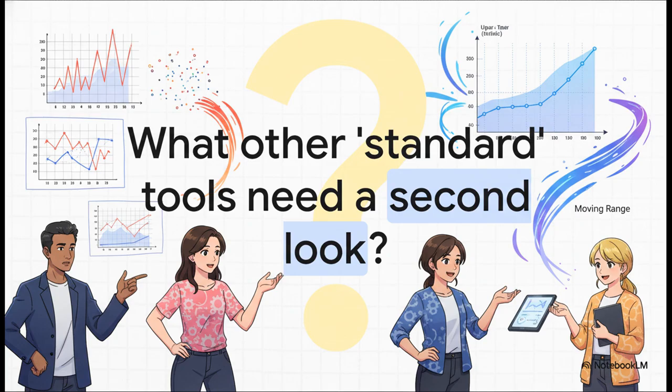We just saw how the simple context of stable versus unstable completely changes which tool is best. So, what other standard, one-size-fits-all tools that you use every day might have their own hidden flaws, just waiting for the context to change? Something to chew on.